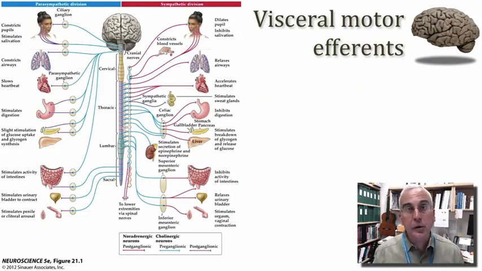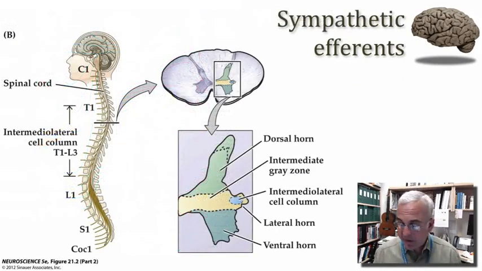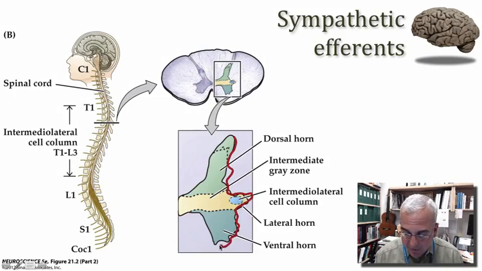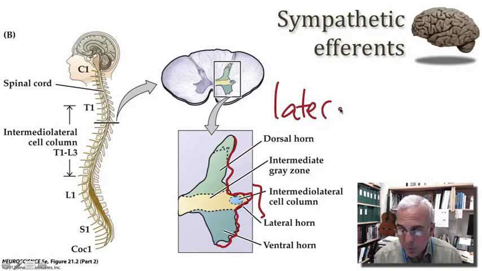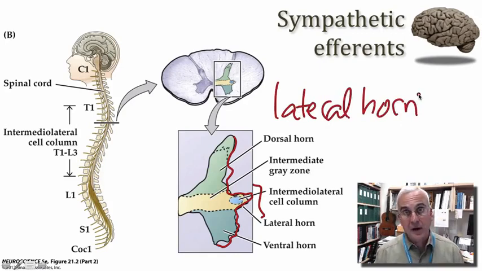Now let's have a closer look at this relationship of preganglionic to postganglionic neuron in the sympathetic division of the visceral motor system. So here's a closer look now at the thoracic spinal cord. I hope you will recall that there's a distinctive feature of the gray matter of the thoracic spinal cord that we find on the lateral aspect of that gray matter. In fact, we call this feature the lateral horn, which is one way that if you're looking at cross-sections of the spinal cord, you know you're in the thoracic region if you see that distinctive lateral horn.